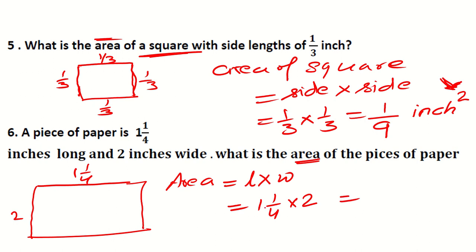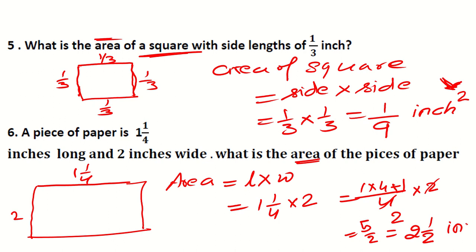You will convert this into the improper fraction. So 1 multiply 4 plus 1 over 4 times 2. Now you can see 2 is up and 4 is down, so you can simplify it. Just divide it. So 2 will divide 4 and you will get 2, and up 1 multiply 4 is 4. 4 plus 1, 5 over 2, and 5 over 2 is an improper fraction. So convert it into mixed fraction, and you will get 2 and 1 over 2 inch square. Remember the unit. Again I am telling you.